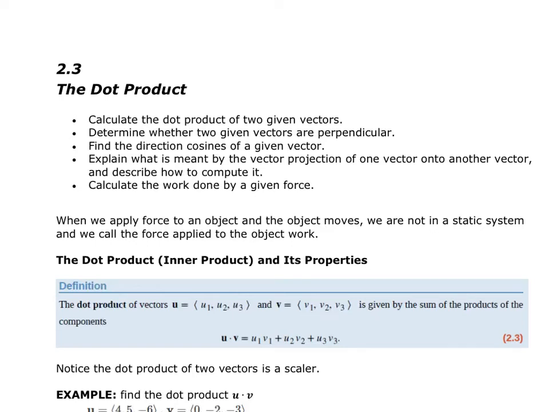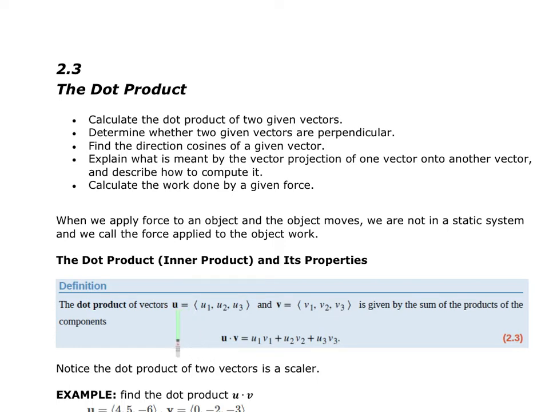In this video, we're going to do the dot product because it's awesome. We're going to do the dot product because there's actually some really nice applications with the dot product. So we're going to define the dot product as the multiplication of each component added together.